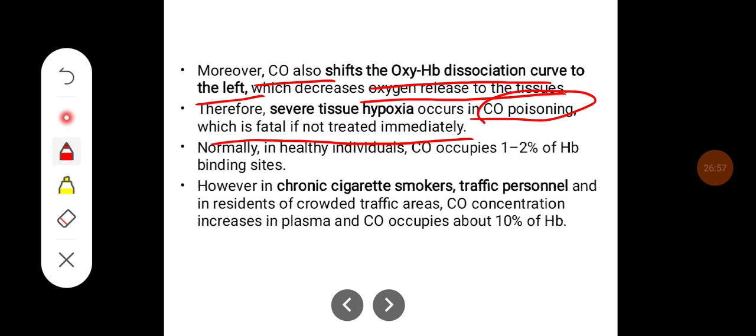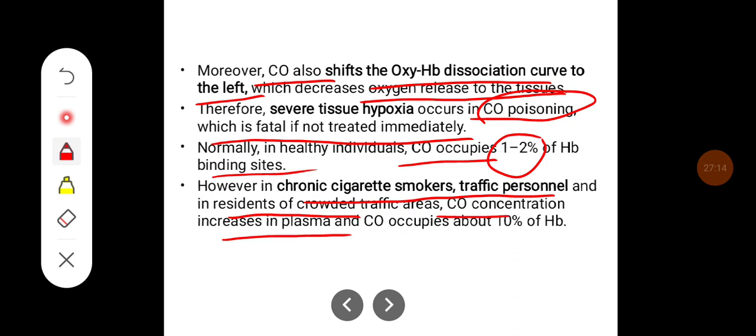Normally, in healthy individuals, carbon monoxide occupies 1 to 2% of the hemoglobin binding sites. However, in chronic cigarette smokers, traffic personnel, and in residents of crowded traffic areas, carbon monoxide concentration increases in plasma and carbon monoxide occupies about 10% of the hemoglobin.